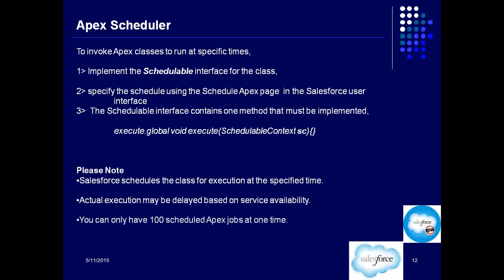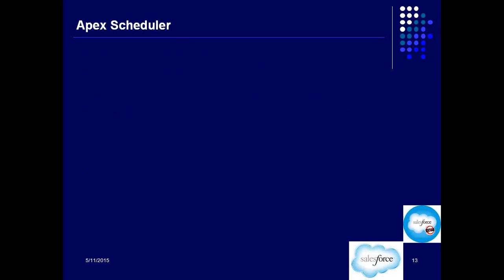You can only have 100 scheduled Apex jobs at one time. So at any given point of time, you cannot have more than 100 scheduled Apex jobs. Okay, so that's quite a decent number, 100 scheduled Apex jobs.